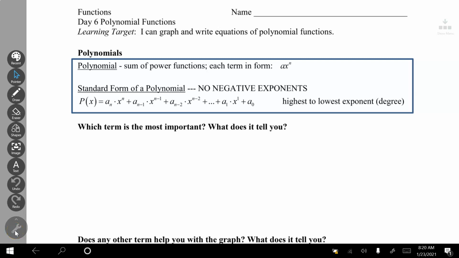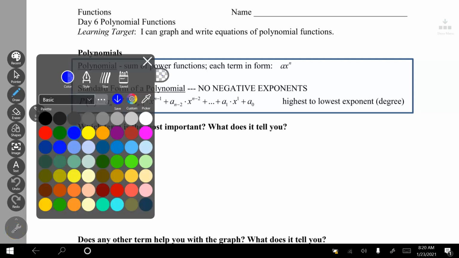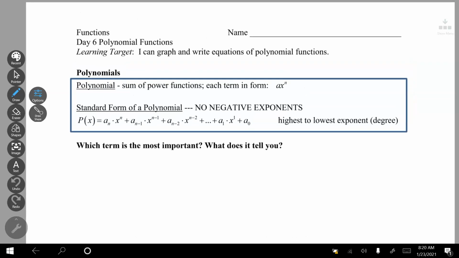Okay, welcome to day 6. We're going to do polynomial functions. These functions, you've done these before. We're going to graph and write equations of polynomial functions.